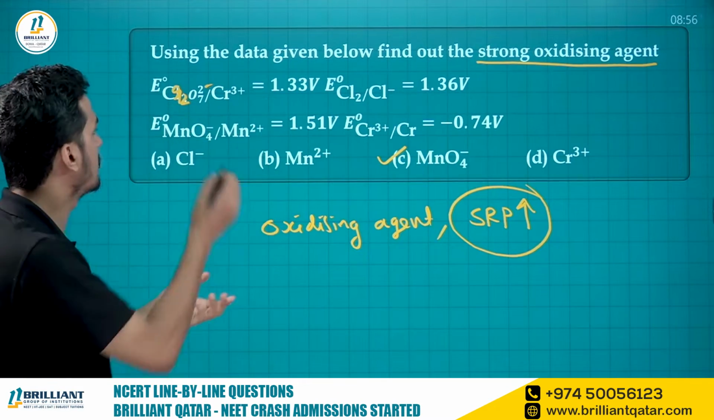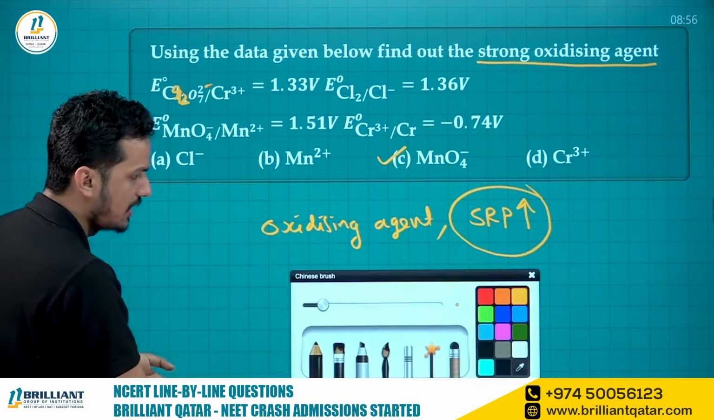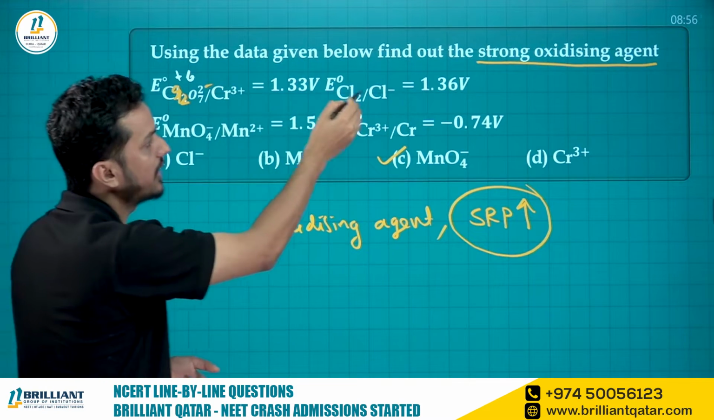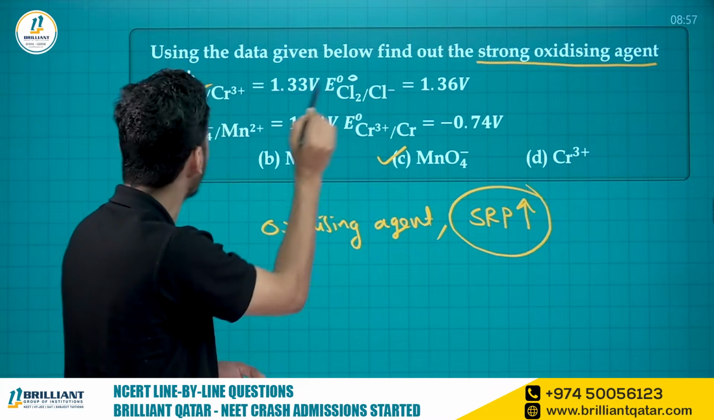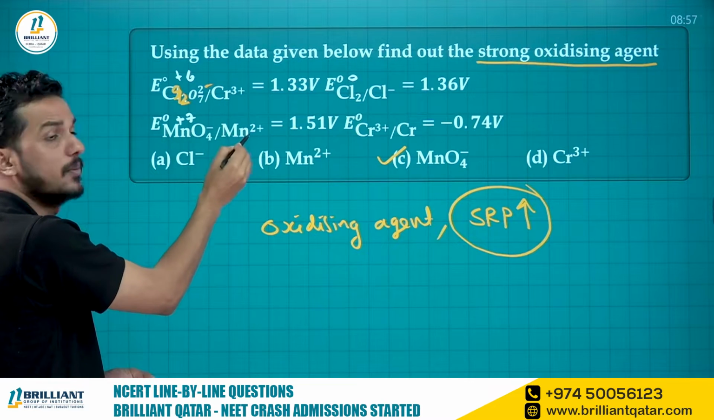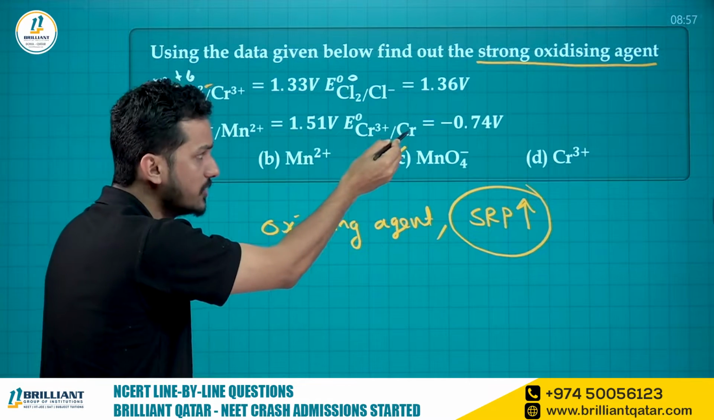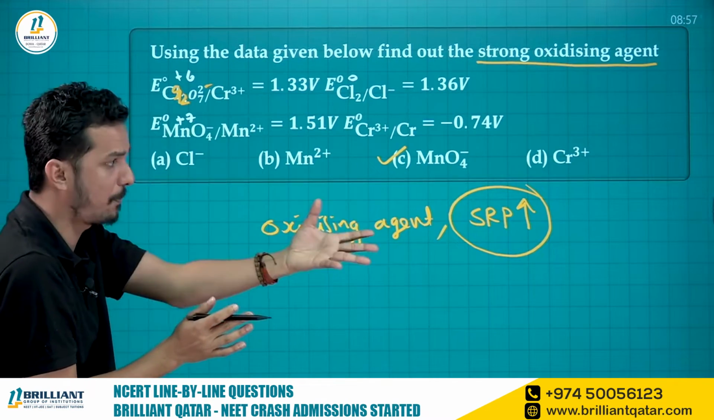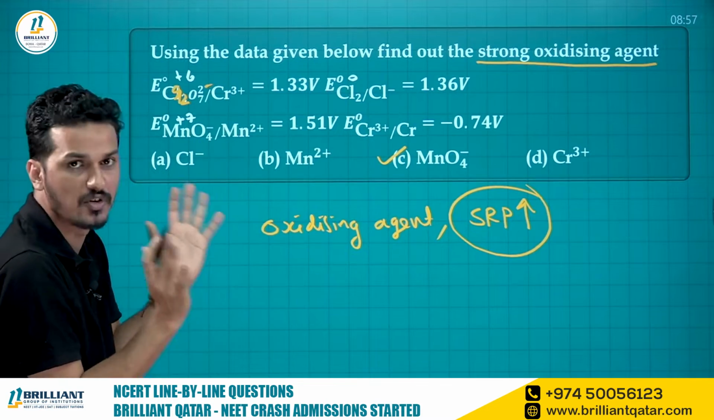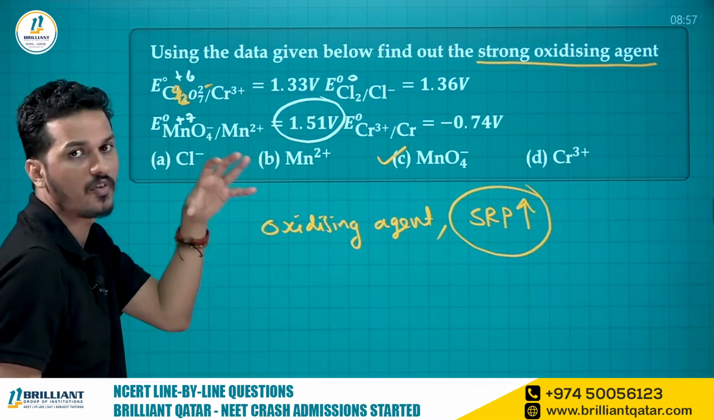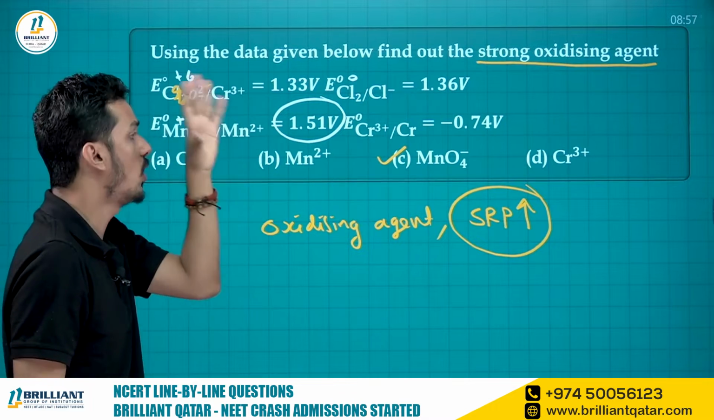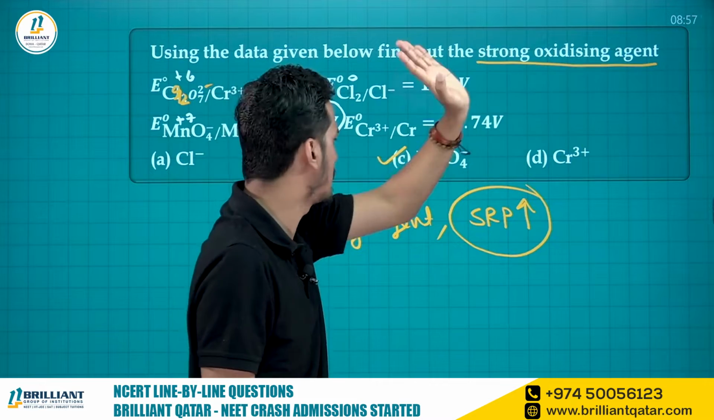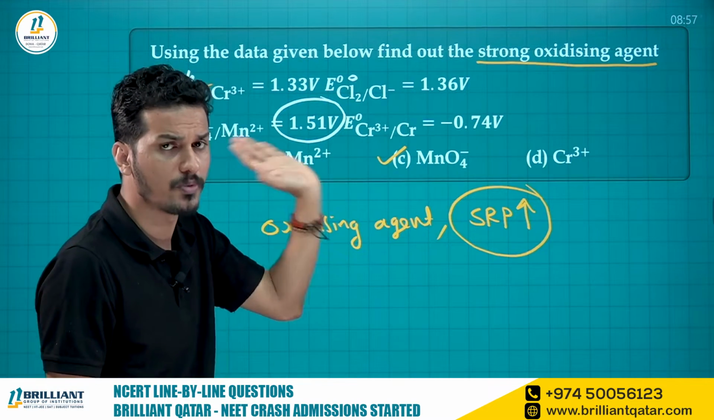Here everything is reduction. In Cr2O7 2- to Cr3+, plus 6 becomes plus 3, reduction. Cl2 is 0 becoming minus 1, reduction. Plus 7 becomes plus 2, reduction. 3 plus becomes 0, also reduction. So every given value is a reduction potential. Out of these, which value is bigger? 1.51 volt is the biggest, so automatically MnO4- acts as the strongest oxidizing agent. Simple. I hope you got it.